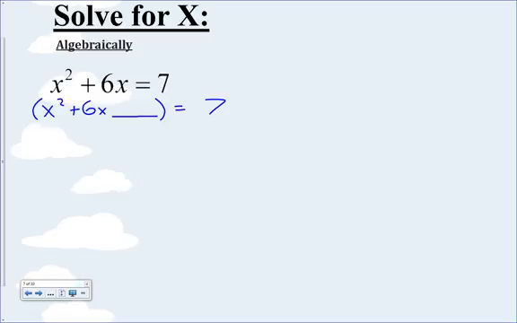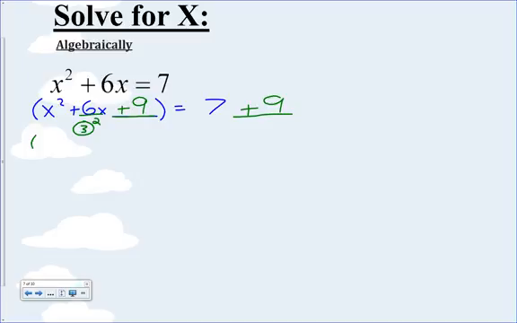Okay. So I'm going to cut this in half, which makes it 3. Square it. So this is going to be a positive 9. But the problem is, whatever I add to one side of an equation, I have to add to the other, or it's not balanced anymore. So I added 9 on the left. I need to add 9 on the right. Does that make sense? Whatever you add to one side, you have to add to both. I can't change the equation. I can change the way it looks, but I can't change the equation itself.